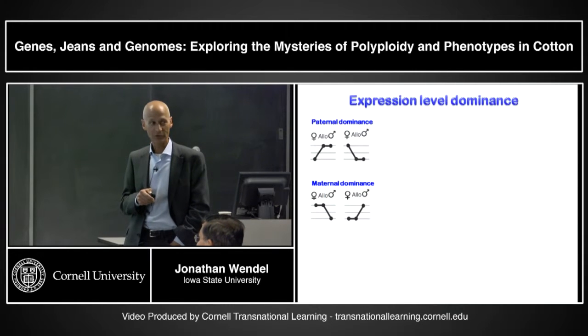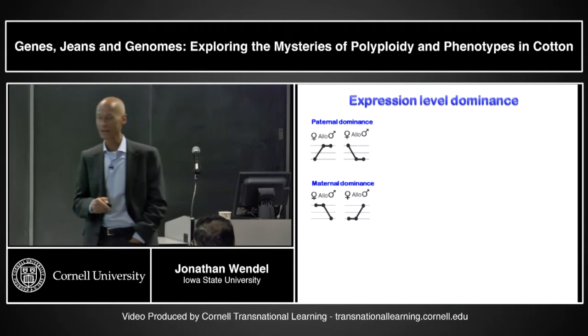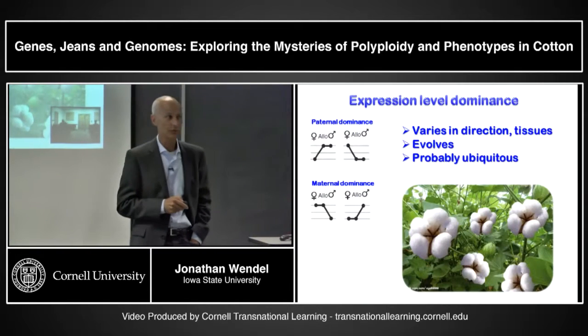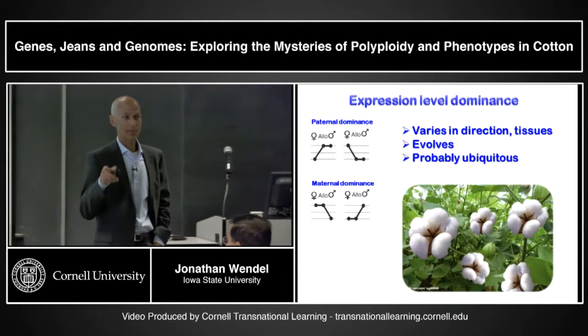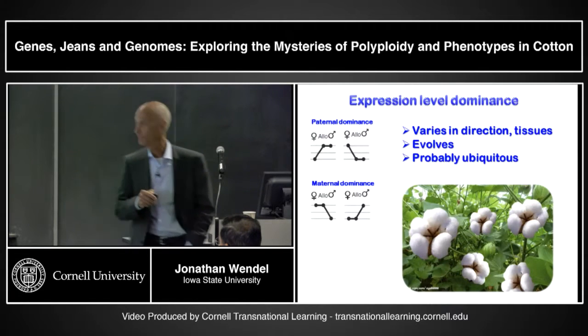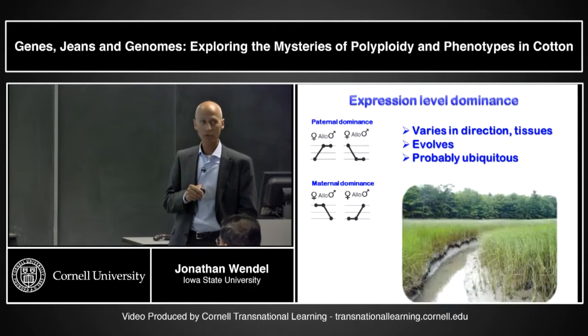Okay, this is not just cotton. Nothing I'm telling you about is just cotton. Everybody who's looked at it finds it. It varies in tissues and directions. It evolves over time. The amount of co-regulation increases. Its bias in direction disappears. The two genomes seem to get along better. Everybody who's looking for it is finding it.